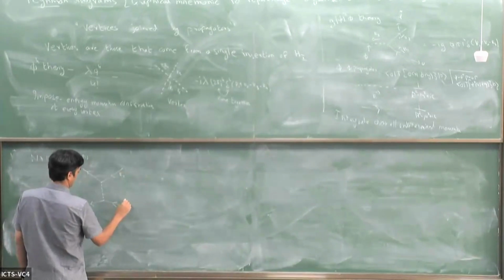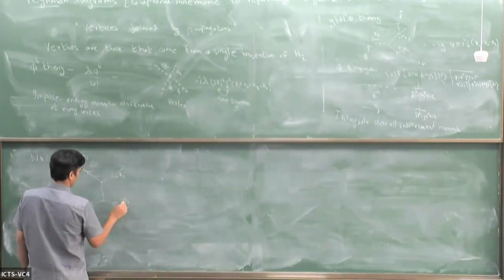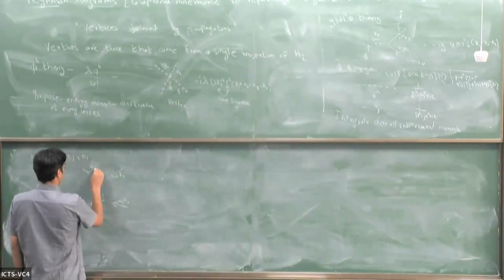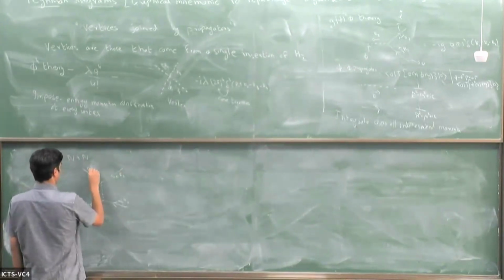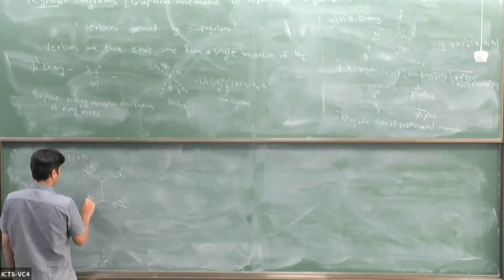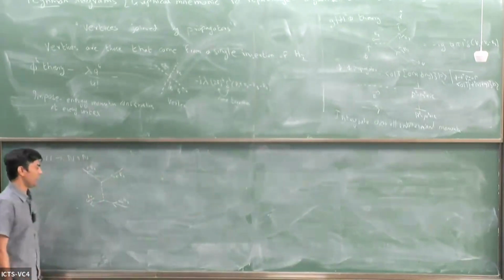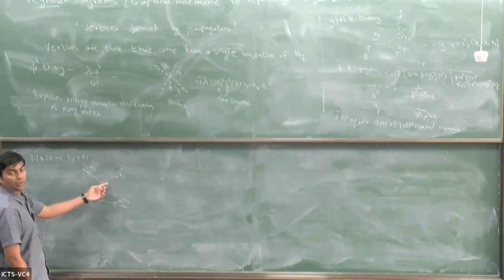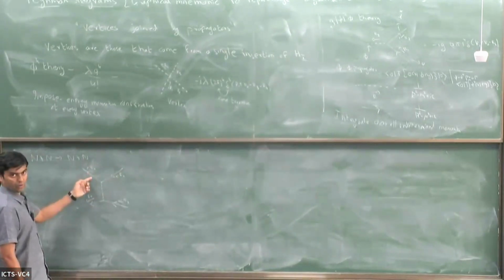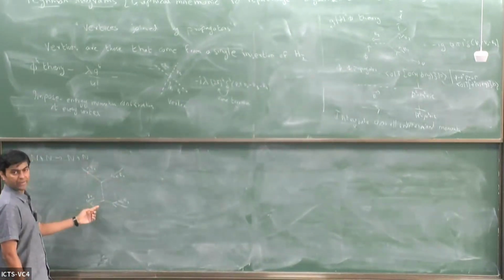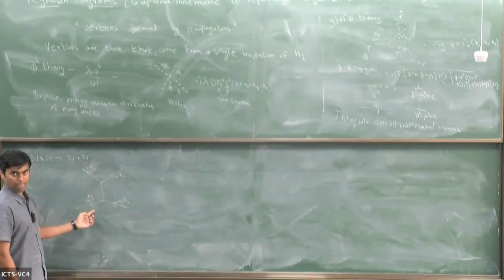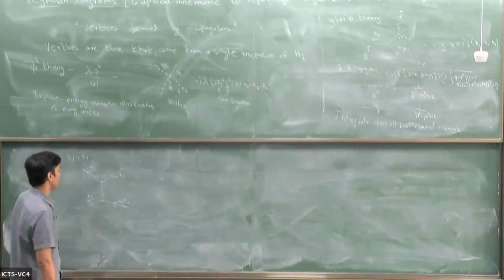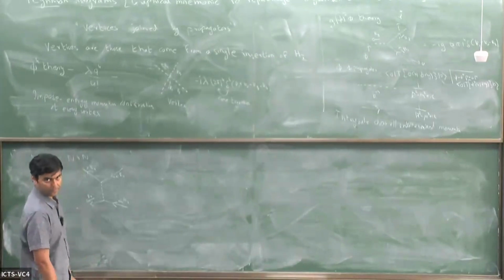k1, k2, k3, k4. Okay, this is one diagram that we can draw. So you have a psi particle that comes in, a psi particle that goes out, a psi particle that comes in, and a psi particle that goes out. Okay. What is the value of this diagram?